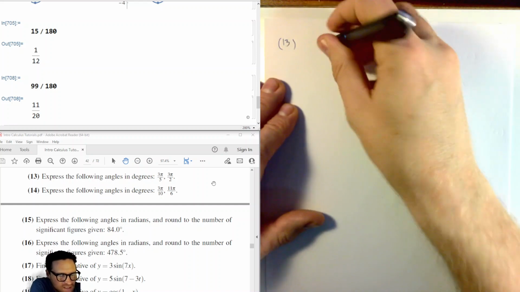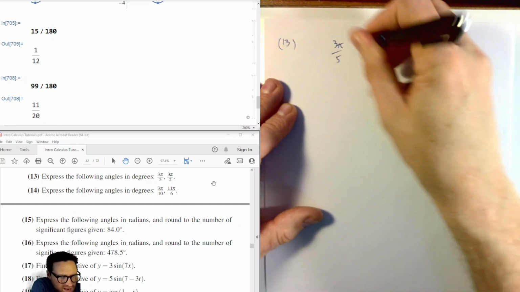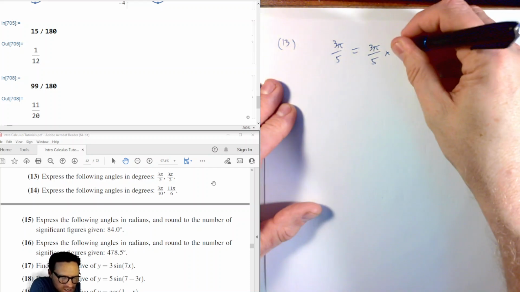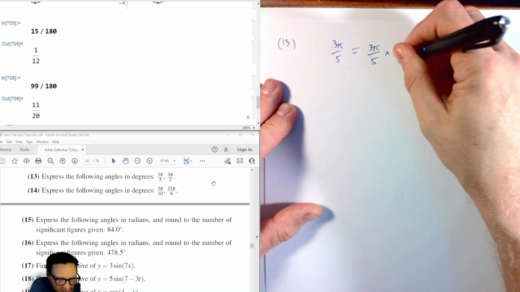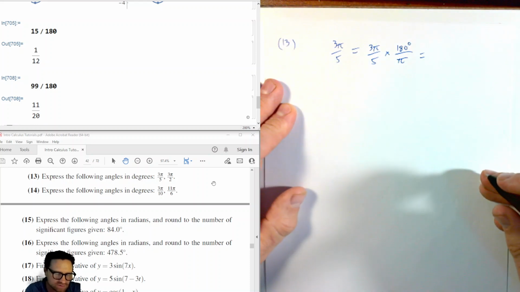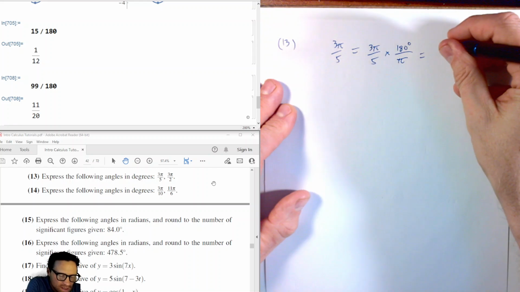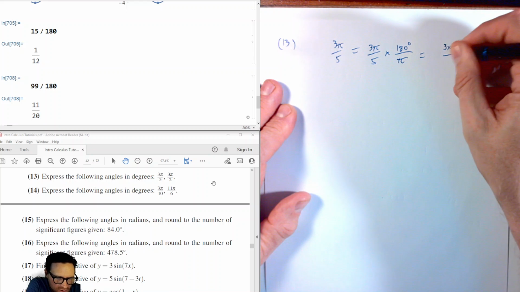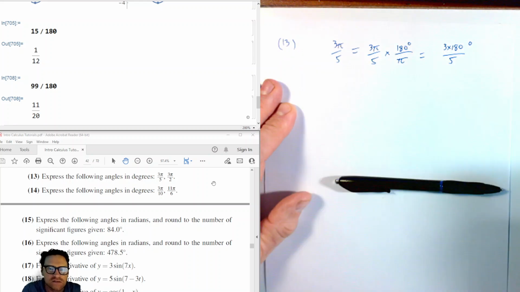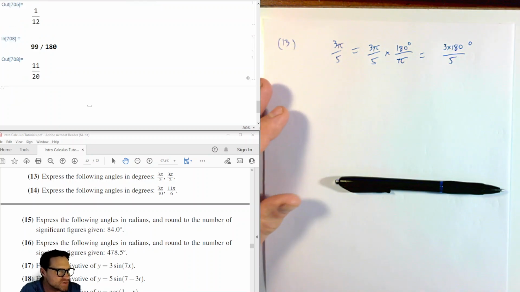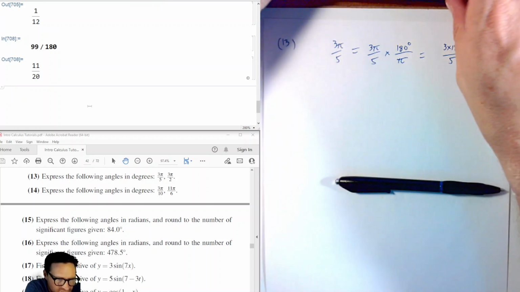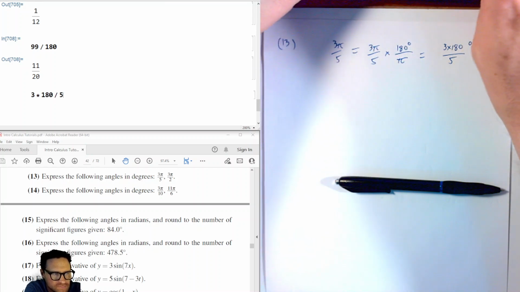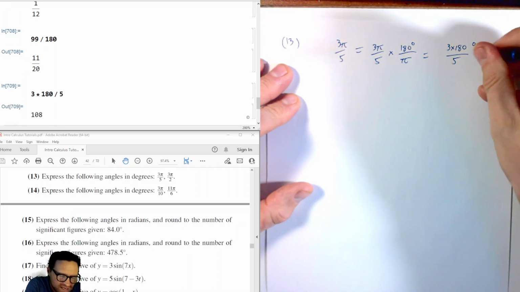Question 13. 3π/5 radians is equal to 3π/5 times 180 degrees over π radians. So the π unit cancels, and then we have 3 times 180 over 5 degrees. Let's put this into the machine and simplify that fraction. And we have 108 degrees.